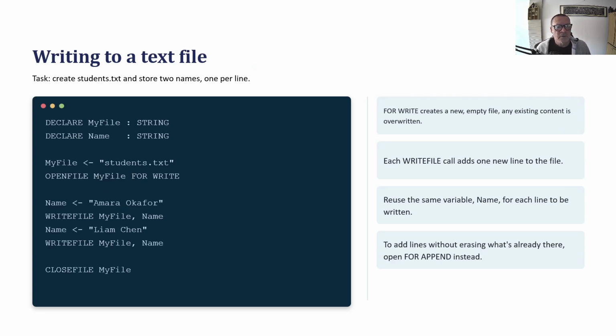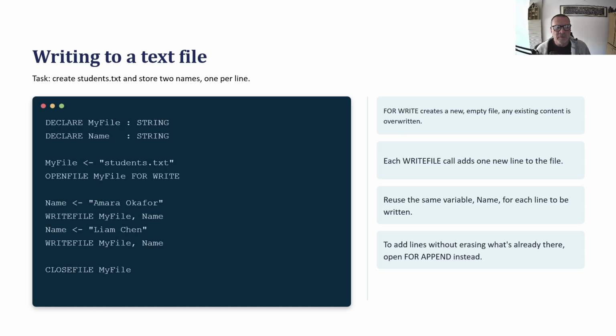So writing to a text file, very similar. Again, we're just declaring my file as a variable to hold the literal name of the file. We open the file this time for write instead of for read. And we're setting some variable values. So in this case, we're setting a name variable to a value we want, like Amara and so on. And we're writing with write file. So we just say write file, the name of the file, comma, and the variable where we're getting the data from, which in this case is name. And then we close the file.